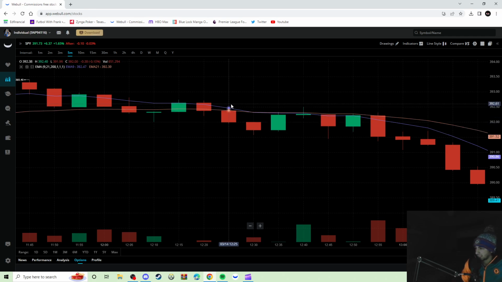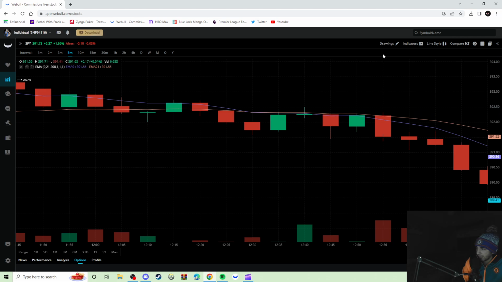So I see right here, we close below the 21 EMA on this 5-minute candle. The 9 EMA is starting to go below the 21 EMA, but that doesn't always mean that it's going to go down. It could always go back up. You never know. So that's why I'm watching this key area here.